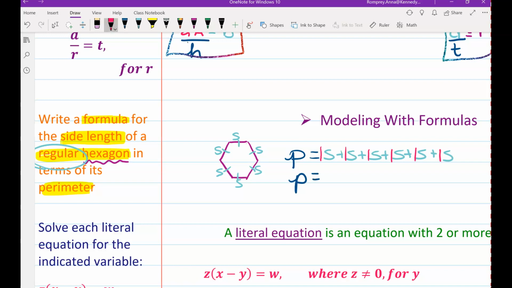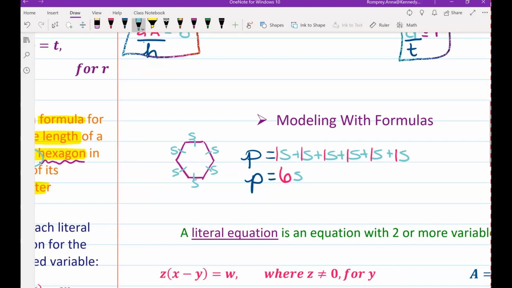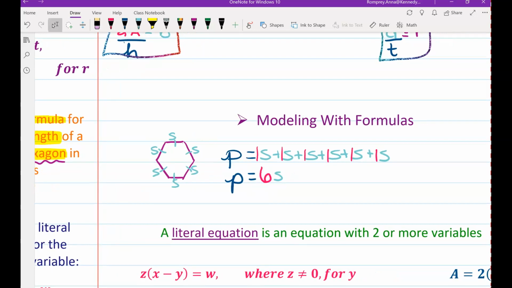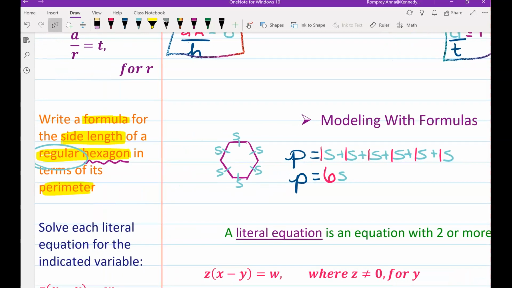Sorry, my computer's lagging. 6 sides. Does that make sense? So you're just using something that you know, so it could be a triangle, hexagon, heptagon, pentagon. And it's just asking you to write a formula for it. So when in doubt, draw it out so you can kind of visualize what you're talking about.